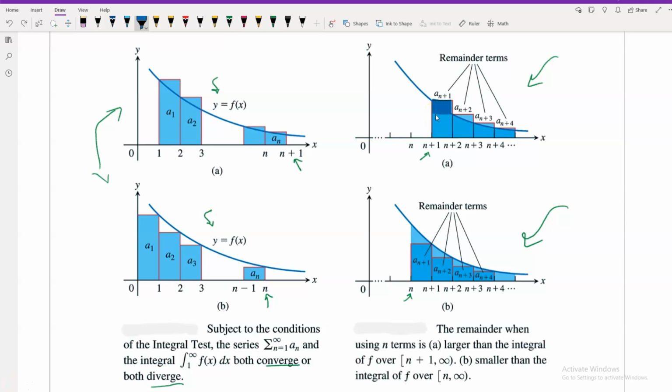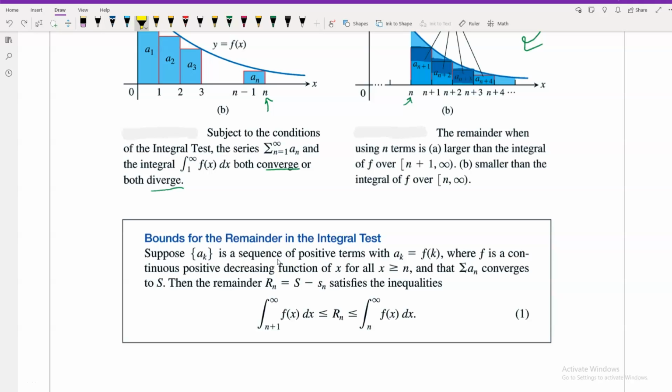So here part A is larger than the integral, because these rectangles are above our graph, but this one, part B, is smaller because these rectangles are under our graph.